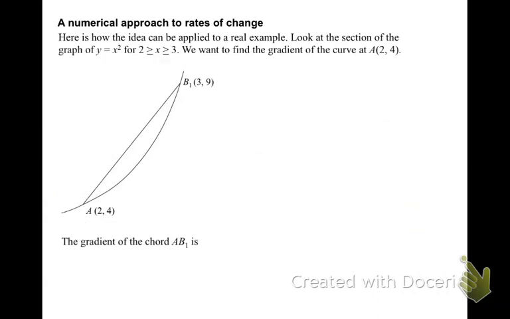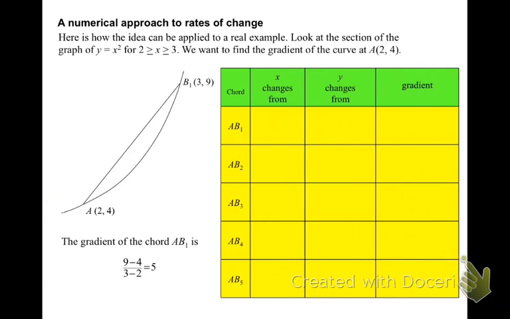Well, we're going to find the gradient is 5 for the line AB1. Alright, but that's not quite finding the gradient at point A. So let's see if we can get ourselves closer and closer. So first thing, we're going to look at the changes of x and how they change to y. So here we're going from 2 to 3 for our x, and then our y changes from 4 to 9, right? So we'll fill in our table here, and we get our gradient of 5.